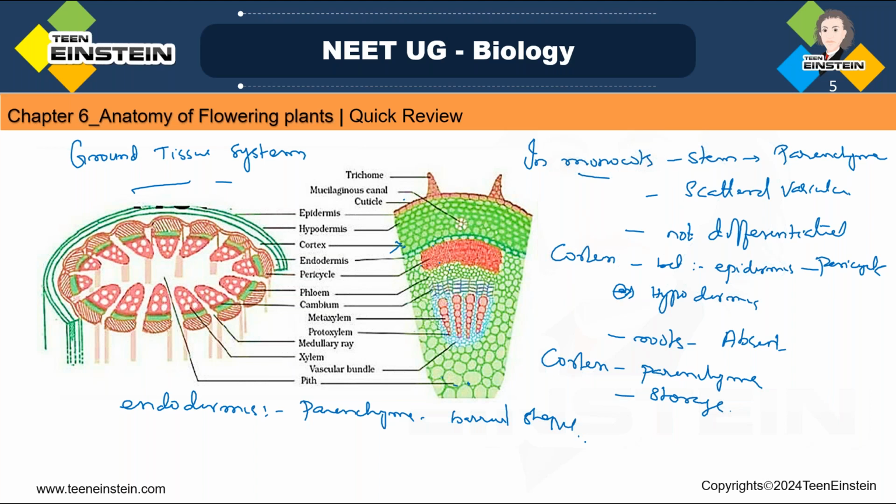Okay, and in the root endodermis, the cells have Casparian strips. Casparian strips of suberin. In root endodermis, they have Casparian strips of suberin.